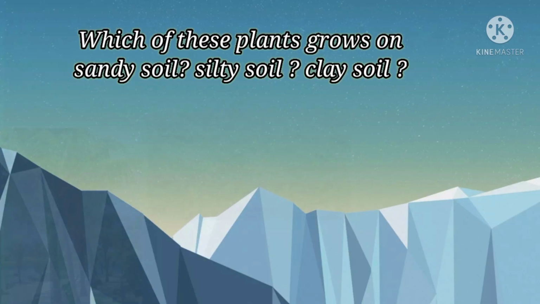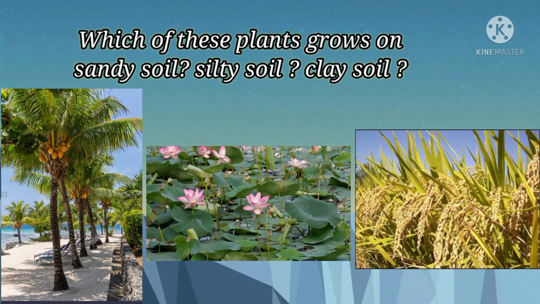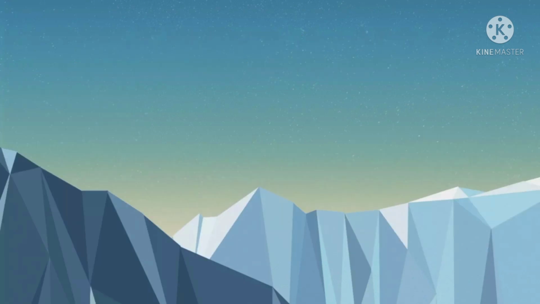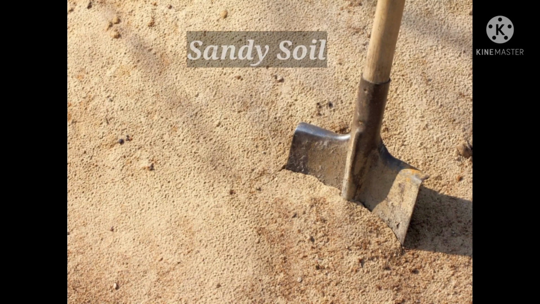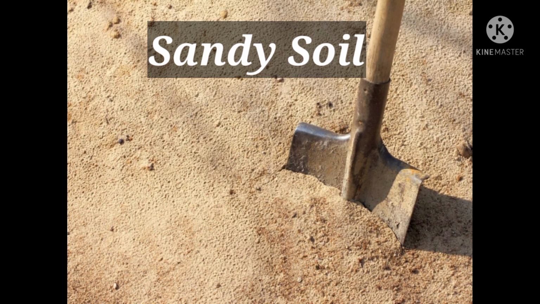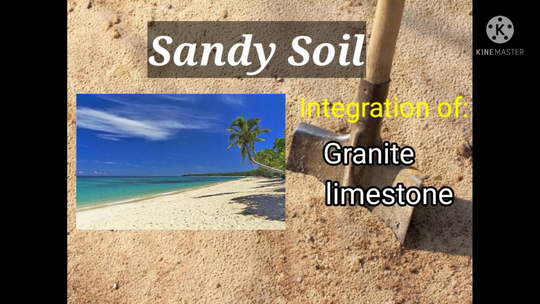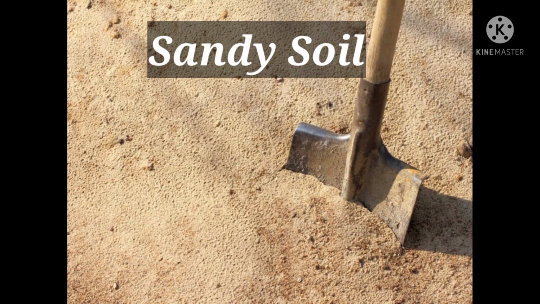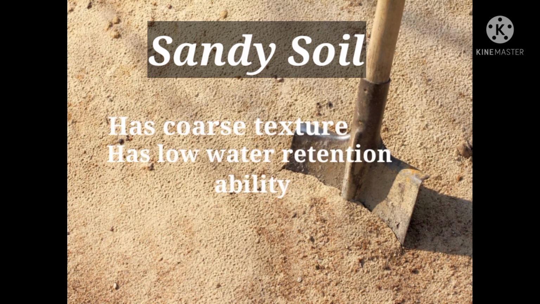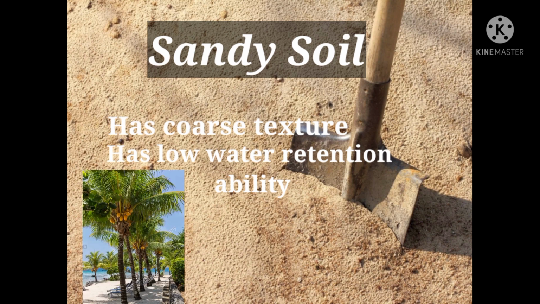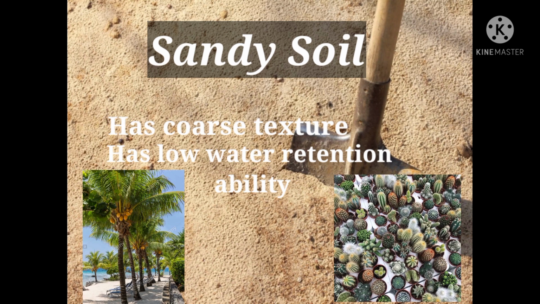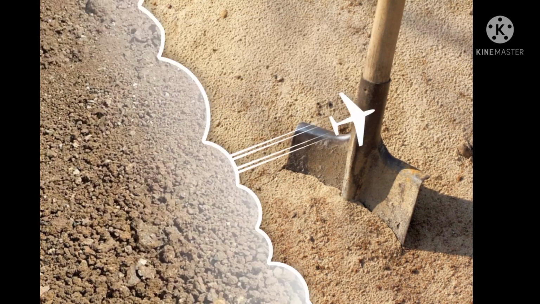Which of these plants grow on sandy soil, silty soil, clay soil? Sandy soil is mostly found on beaches and seashore. It is the result of weathering and disintegration of a variety of rocks such as granite, limestone, and quartz. Sandy soil has a coarse texture. This implies that it has low water retention ability. Coconut trees and cactus are commonly grown on this sandy soil.